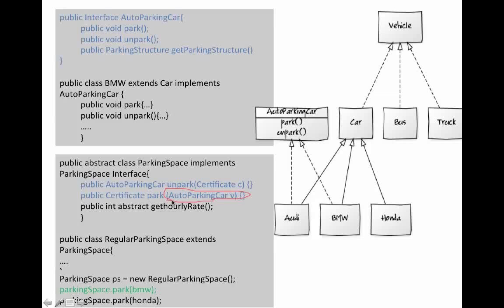So now when I say parking space.park of BMW, it works because BMW implements the auto parking car interface. So BMW is an auto parking car. On the other hand, you can also see that the Honda guys haven't implemented the auto parking car interface. So it is not an auto parking car, and that would be an error. So this helps ensure that any car that tries to park in my space has the park method. And I could just call BMW.park.